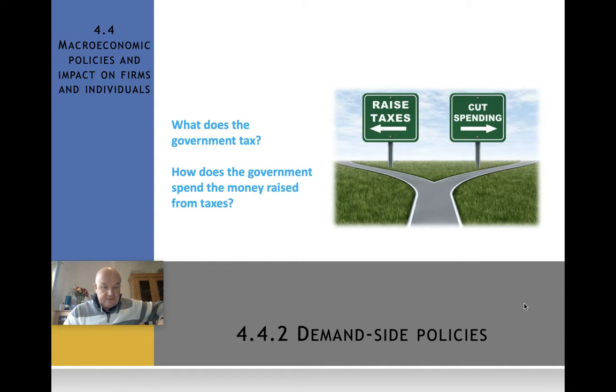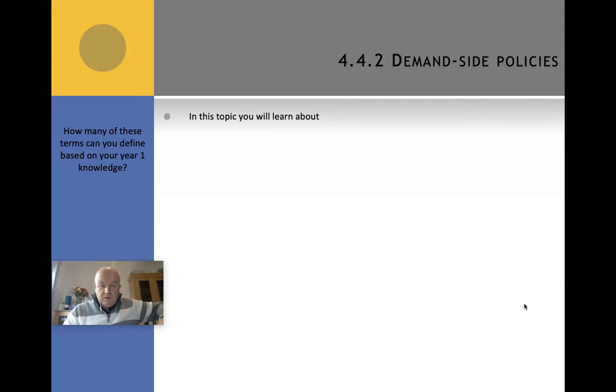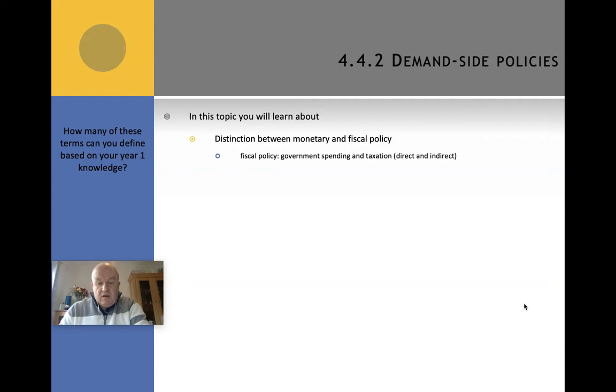So let's get cracking. We're going to look at a number of things, and some of it we will have covered previously in some of the year 1 work, but specifically we're going to be looking at demand side policies, which is going to cover the following. We're going to make a distinction between monetary and fiscal policy. We're obviously going to define some of those terms too. Fiscal policy is basically government spending and taxation, both direct and indirect, and we'll look at some of the tools and some of the ways in which the government can use fiscal policy to help achieve macroeconomic objectives.